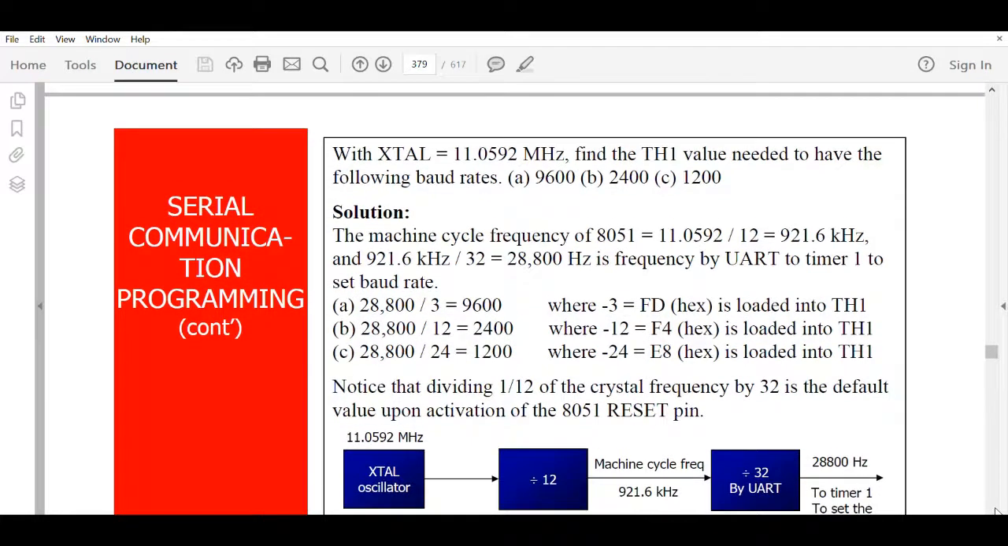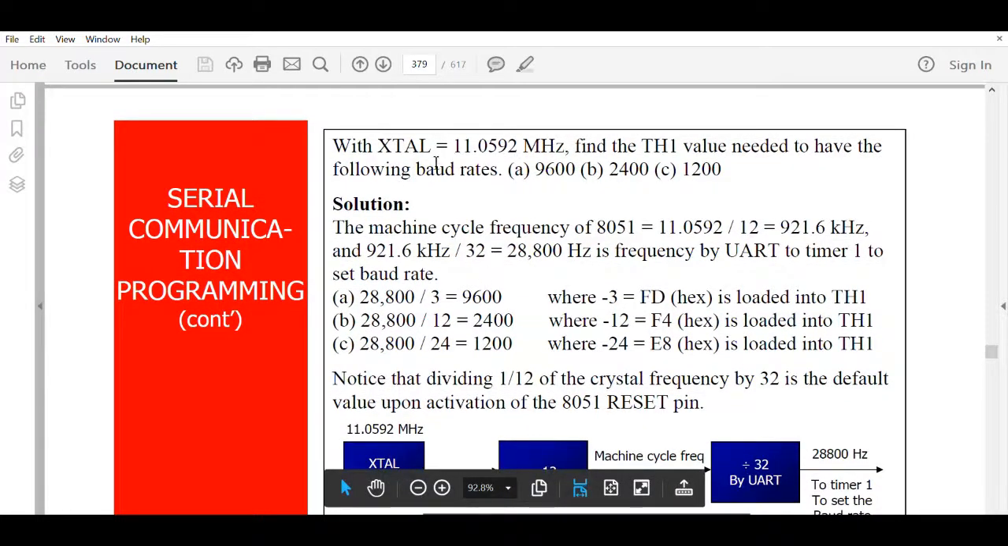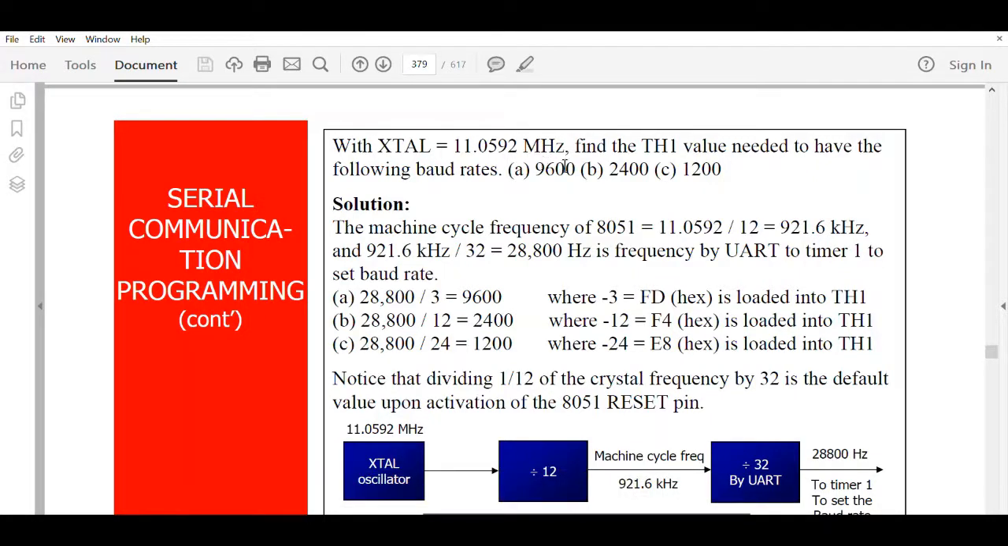Just a question. If the crystal frequency is 11.0592 MHz, find the TH1 value, that is, the Timer 1 high byte value, needed to have the following baud rates: 9600, 2400, 1200. We know that the machine cycle frequency is 11.0592 megahertz divided by 12, where 12 is the number of T states. So we know the machine cycle frequency, and this is the setup.